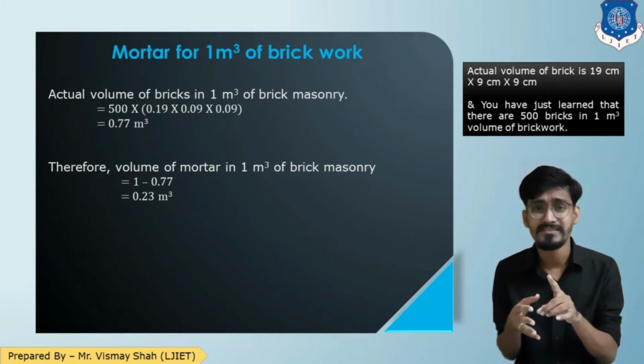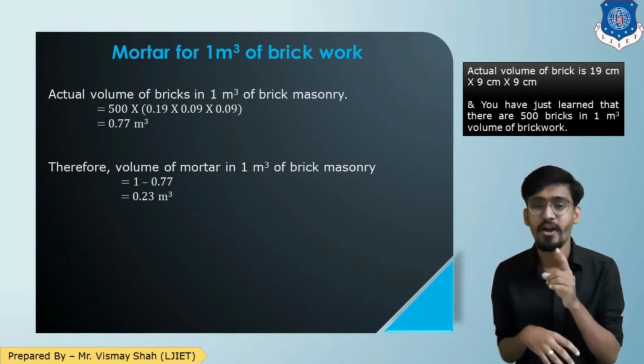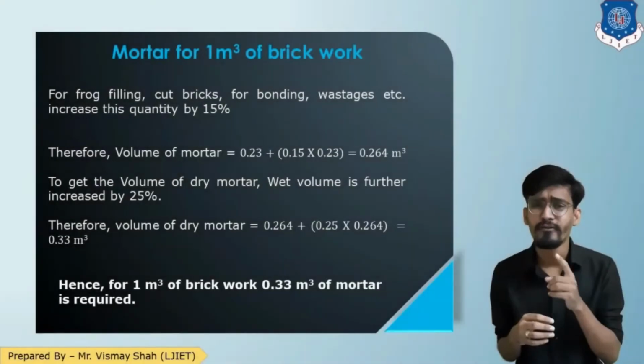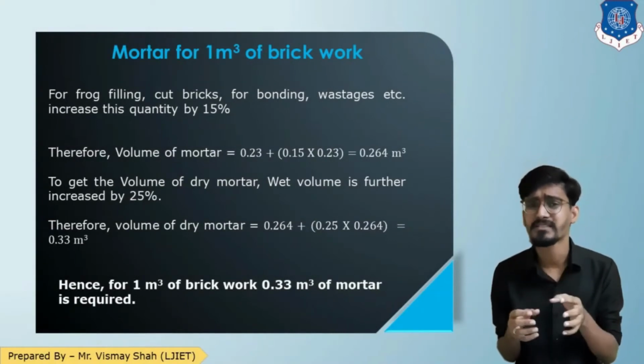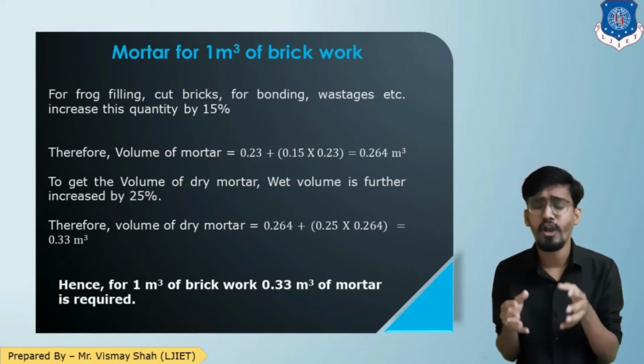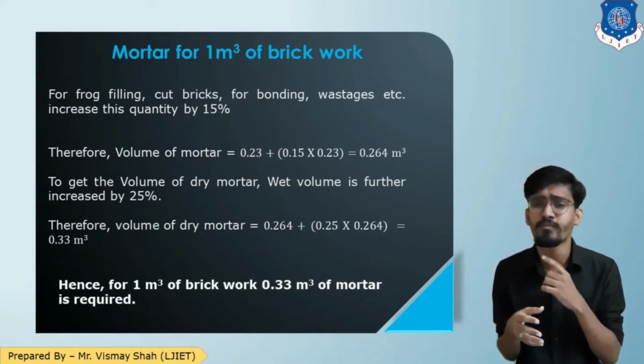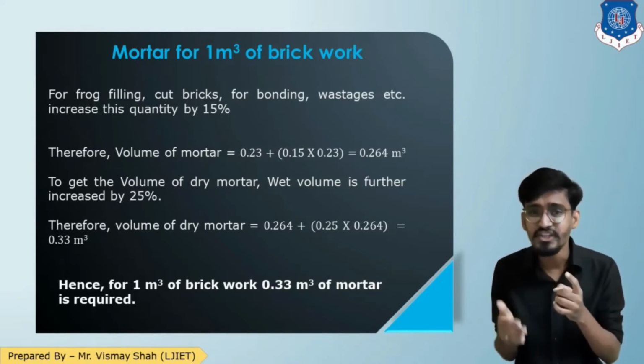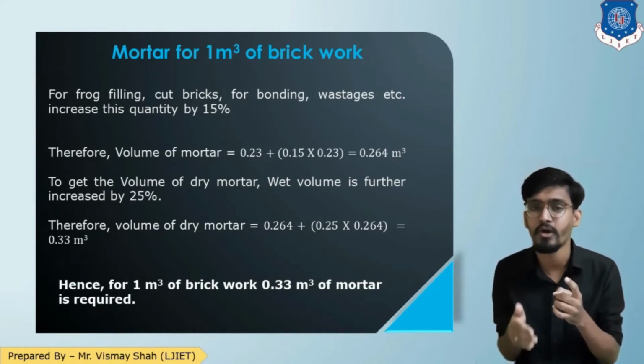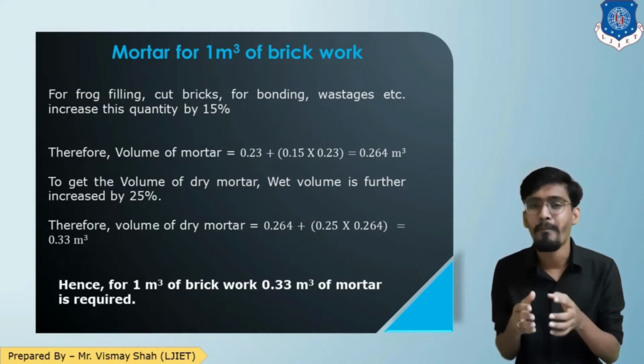But students, that is not the end. For frog filling, cut bricks, bonding and wastage, the volume of the mortar is increased by 15%. So the original volume was 0.23 plus an additional 15%. So 0.23 plus 15% of 0.23 will give us 0.264 cubic meter.